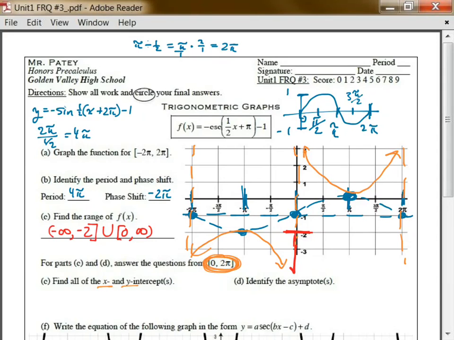Find all the x and the y intercepts, but don't forget to read the rest of the directions. The rest of the directions say from the interval 0 to 2 pi, find all the x and y intercepts. And so we do have this intercept, and that's in the range of 0 to 2 pi, and that intercept is 0, -1.